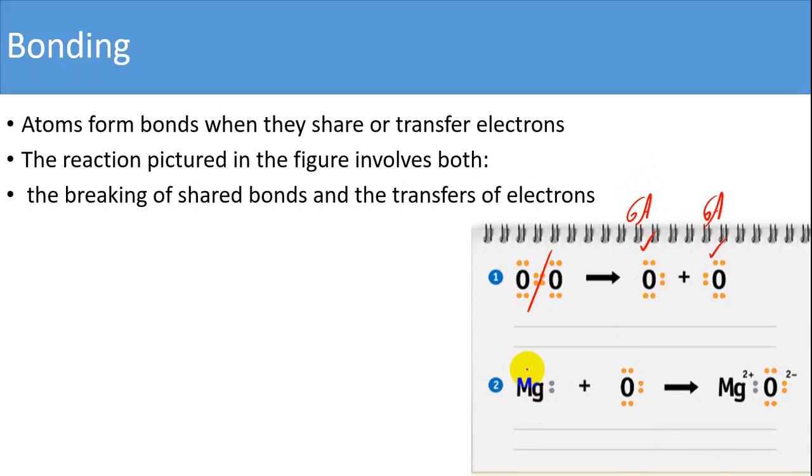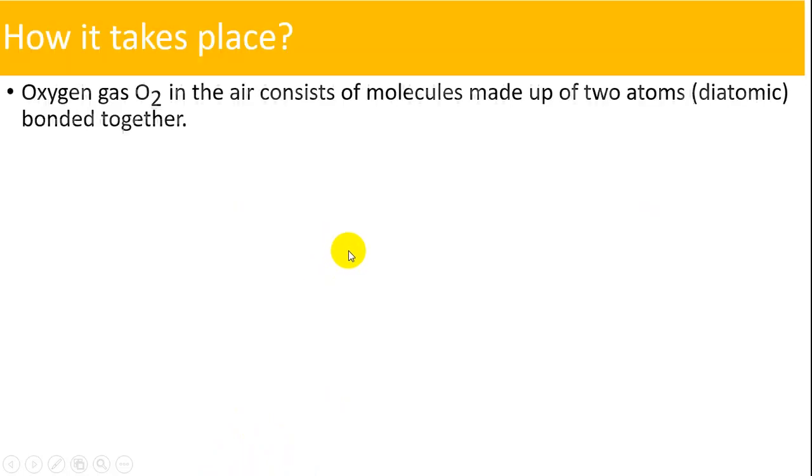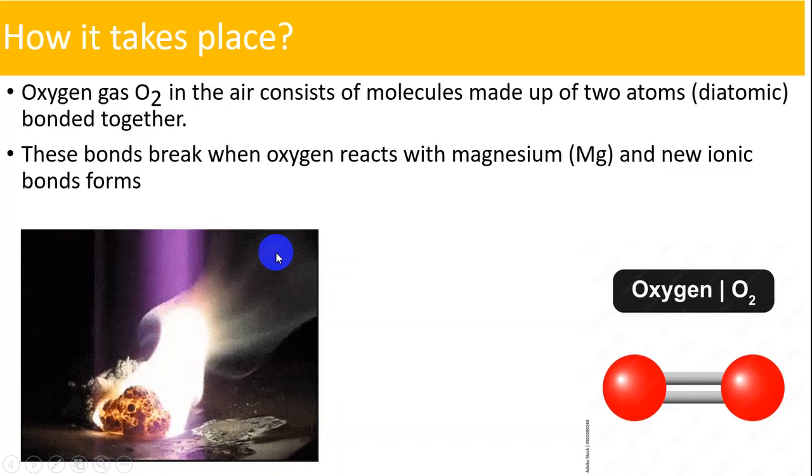And here is the reaction between metal and non-metal. As we know, we have a metal that loses electrons or donates electrons to the other atom, which is a non-metal. But the non-metal, which is oxygen, gains the electrons. Here we have lose and gain. The metal, which is magnesium, loses electrons, but the non-metal, which is oxygen, gains the electrons to make a chemical compound called magnesium oxide. So the breaking of the shared bond and the transfer of electrons is related to the chemical change.